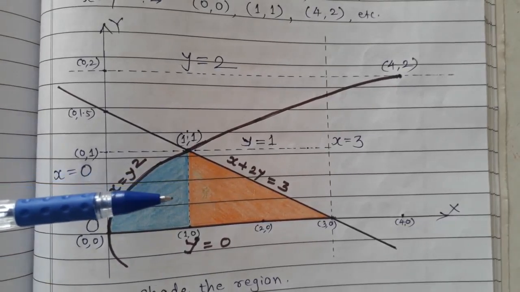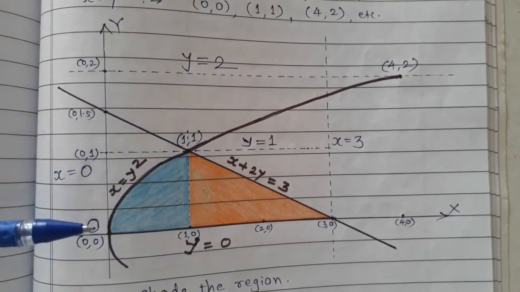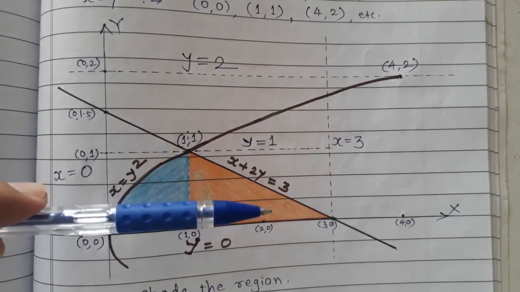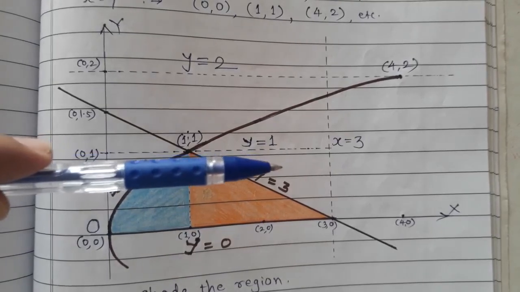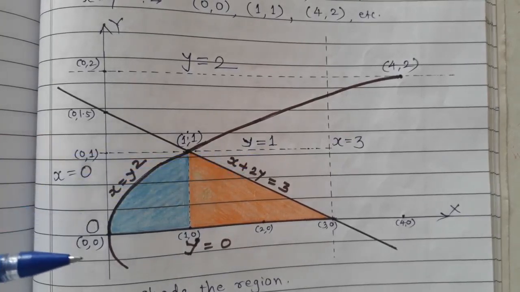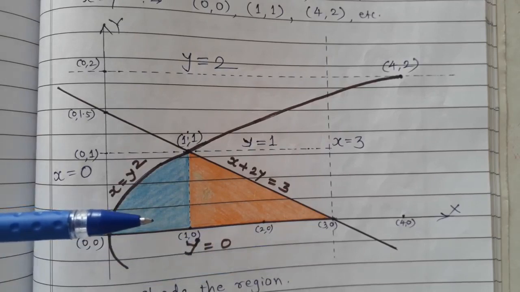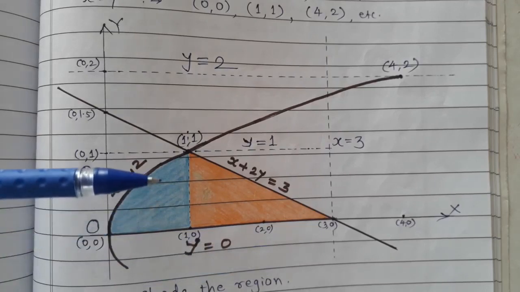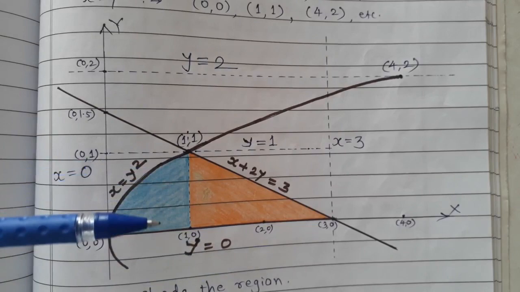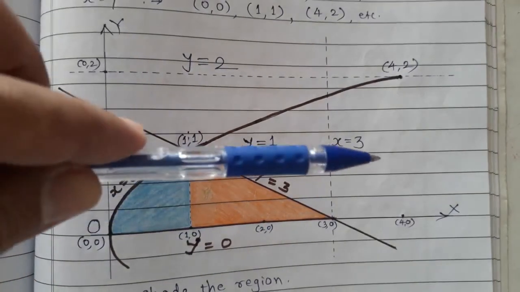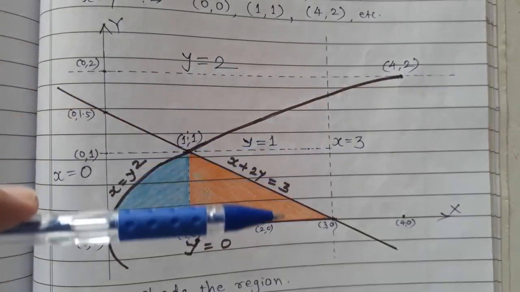For limits of y, I have to fire the bullet maximum here to here. But if I fire the bullet here, then it will not pass through the color. So it should pass through the color. That means the bullet range should be from this to this. That means y is equal to 0, that is the x axis, to y equal to 1. So those are the limits for y.